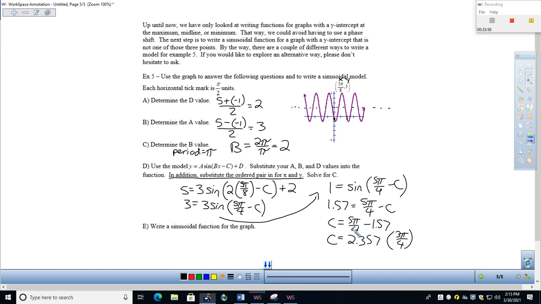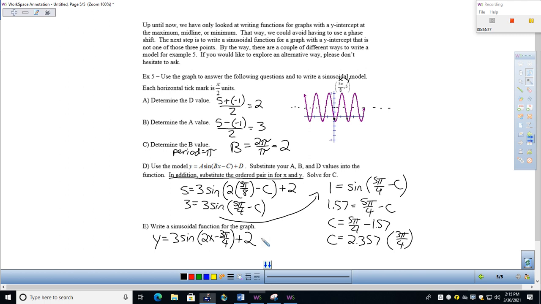I needed a c value for this, and so I used A, B, D, and the point in order to find c. Now we take a step back and we write our model. So 3 sine 2x. Now again, if you want to put the decimal there, that's totally fine. I'm going to put it as minus 3 pi over 4 and then plus 2.